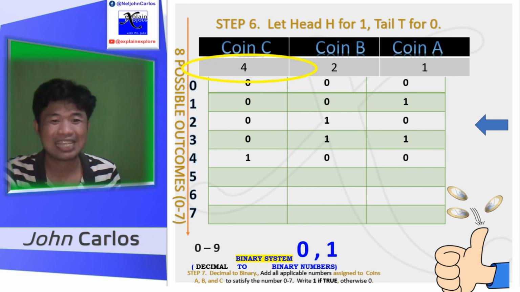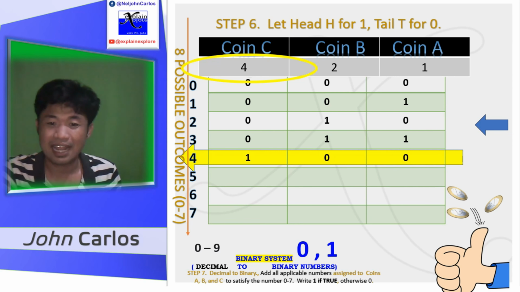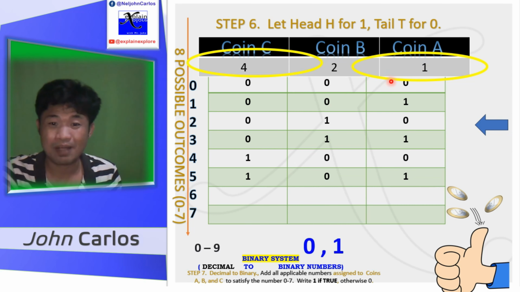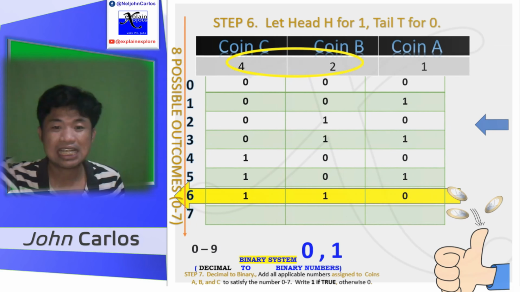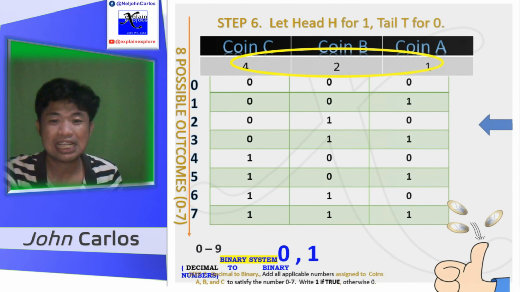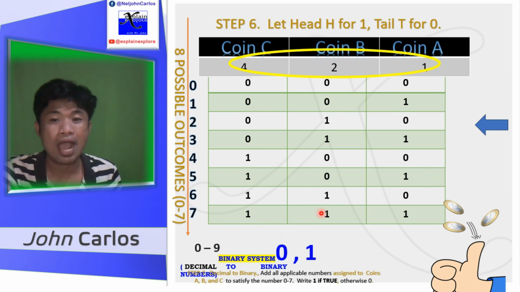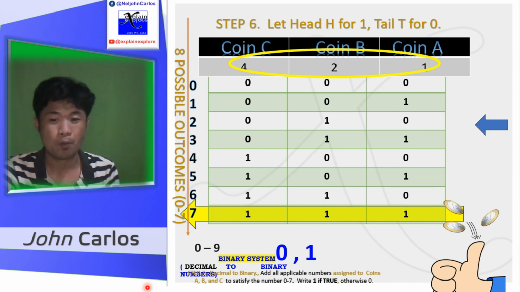How about 4? We can see 4, so we put 1, 0, 0. Then 5, 4 plus 1, so 1, 0, 1. Next we have 6, 4 plus 2, so 1, 1, 0, because we didn't use the coin A, 1, so we put 0 on the right. And then the last is 7, 1, 1, 1: 4, 2, and 1.